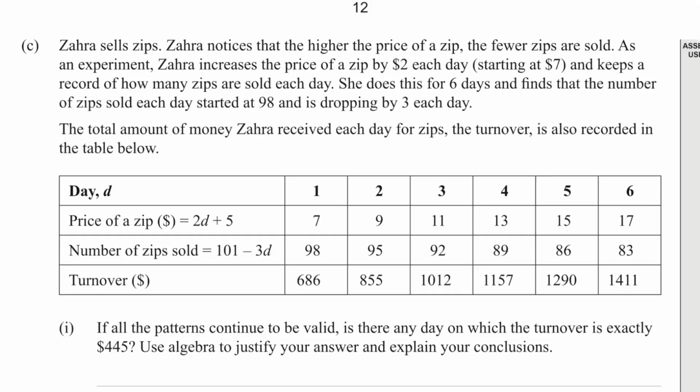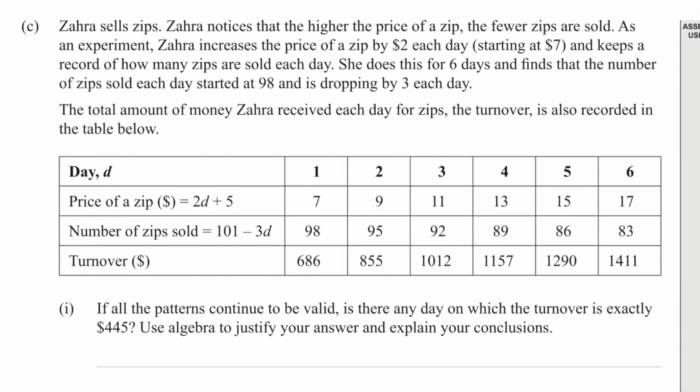So Zara has a side hustle selling zips, apparently. I wish I could make money selling zips, but here I am. So she's done some investigating, found that the higher the price of a zip, the fewer zips are sold, right? It makes sense. Supply and demand.